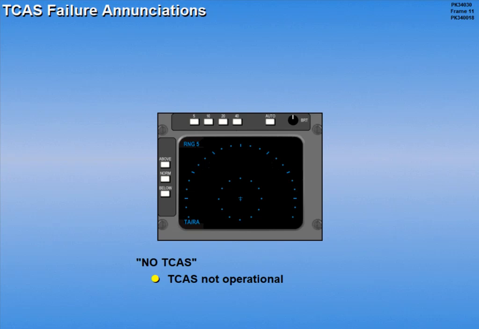If TCAS is not operational, the amber NO TCAS message will appear. TCAS FAIL will enunciate if the TCAS system has failed. TD FAIL will enunciate if the TCAS traffic display has failed.